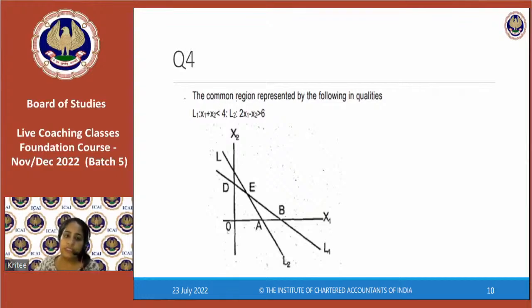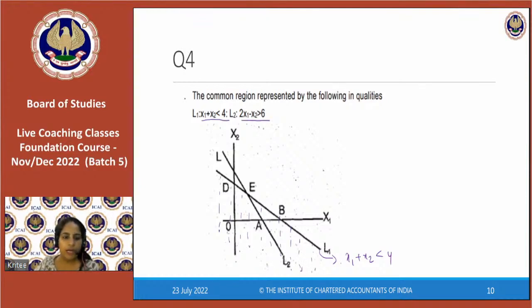This question says the common region represented by the following inequalities is. So this is a kind of question. First line, L1 is this line. This line means x1 plus x2 is less than 4. So if I have to shade for this line, my shading will go down towards 0, as 0 is less than 4. So the shading for L1 will go downwards.